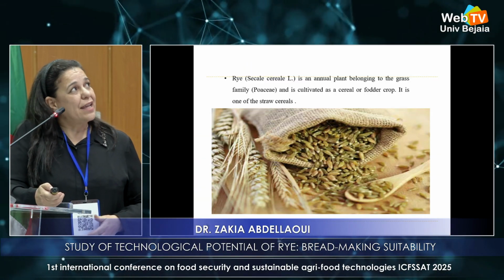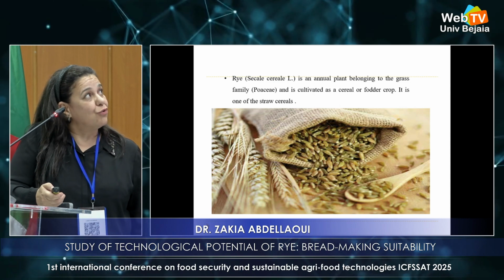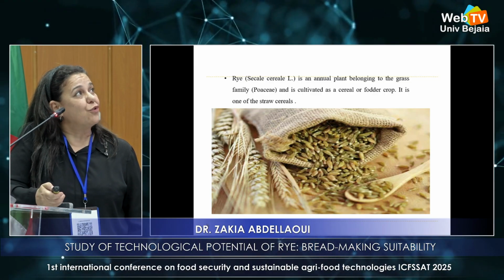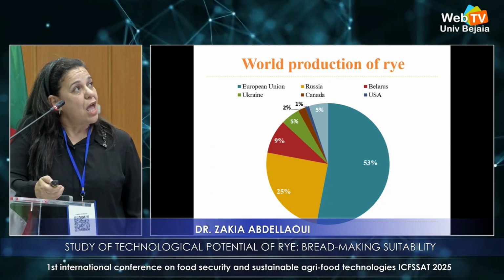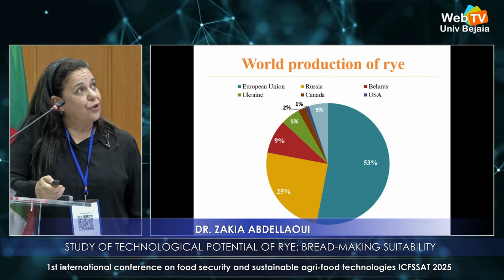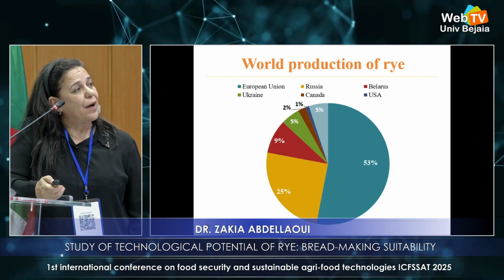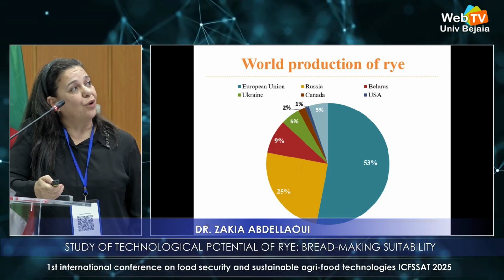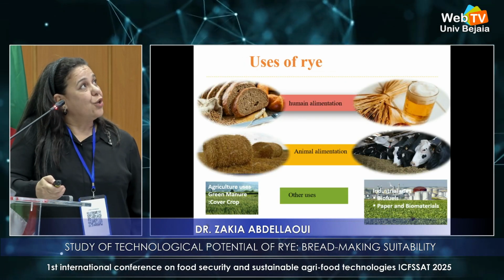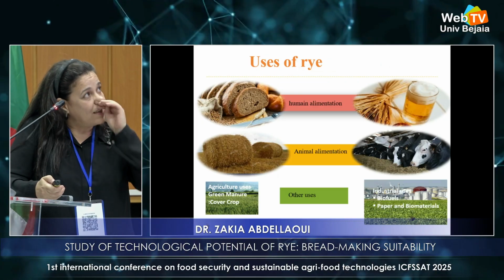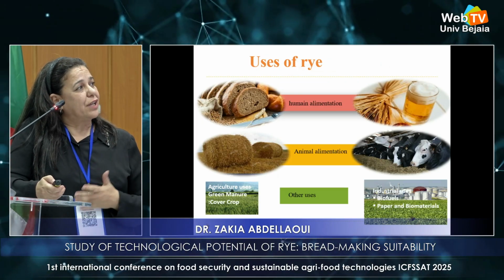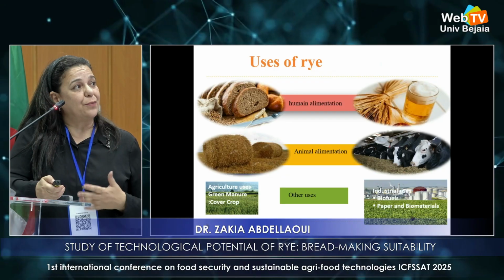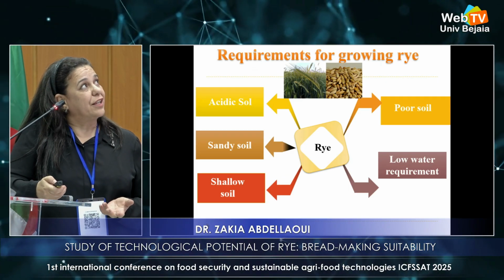What is rye? It's an annual plant belonging to the grass family, and it's cultivated as a cereal or fodder crop. It's one of the straw cereals. Most production of rye is in the European Union, about 63% of world production. Uses of rye: we can use it in different areas, human alimentation, animal alimentation, and other uses such as agricultural uses, green manure, cover crop, and industrial uses, biofuel, paper, and biomaterials.